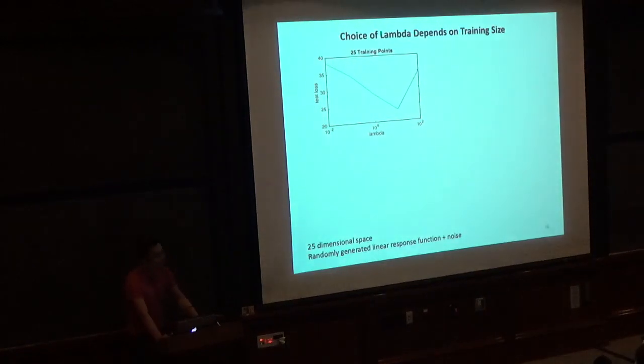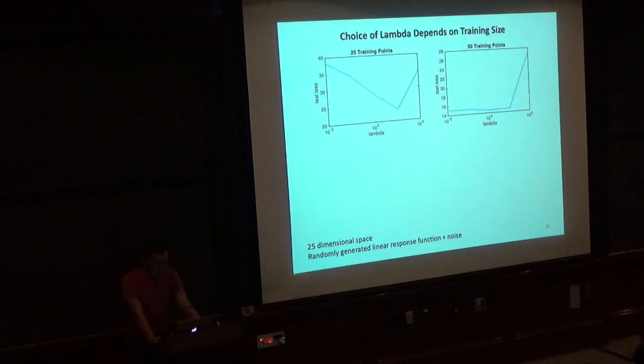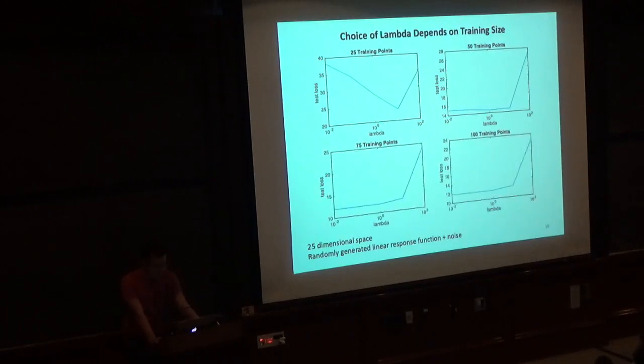Of course, as you might expect, the optimal choice of lambda depends on the size of your training data. So here is an example with 25. I should just mention that these details aren't super important, but this is a 25-dimensional space, with a randomly generated linear response function plus noise. So here we have 25 training points. I'm plotting test loss, by the way. Here's 50, 75, and 100.